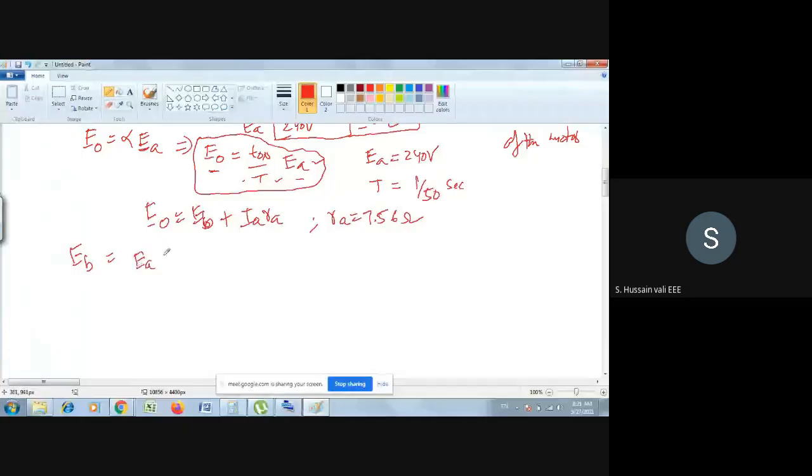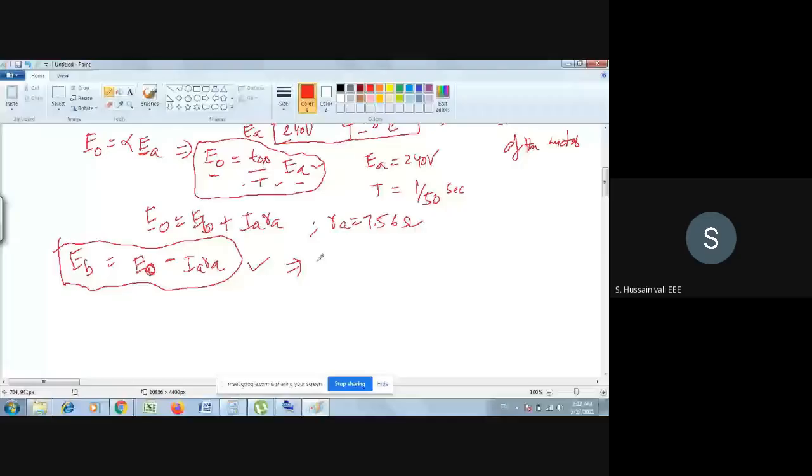We use the same formula. EA means that is the input to the motor. That is E naught I will take. E naught minus IA RA. So this equation is always valid. Now we have to find out E naught at some other values. But first we will find out the back EMF at these rated values, 230 volts.